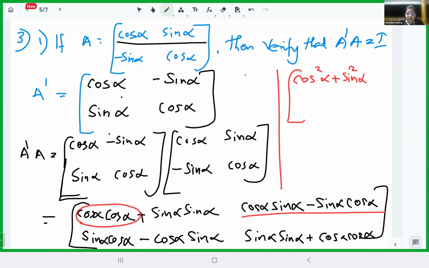Okay, so now what is the value of this one? Cos alpha sin alpha minus sin alpha cos alpha. Both are same, right? If you subtract the same values, then the resultant value is 0, isn't it? So the second element is nothing but 0. Now what about the third element? Third element is also like that, sin alpha cos alpha minus cos alpha sin alpha. They both are same values. If you subtract same values, we'll get 0. So the third element is also 0. Now what about the fourth value? Sin alpha into sin alpha is sin square alpha, plus cos alpha into cos alpha is cos square alpha.